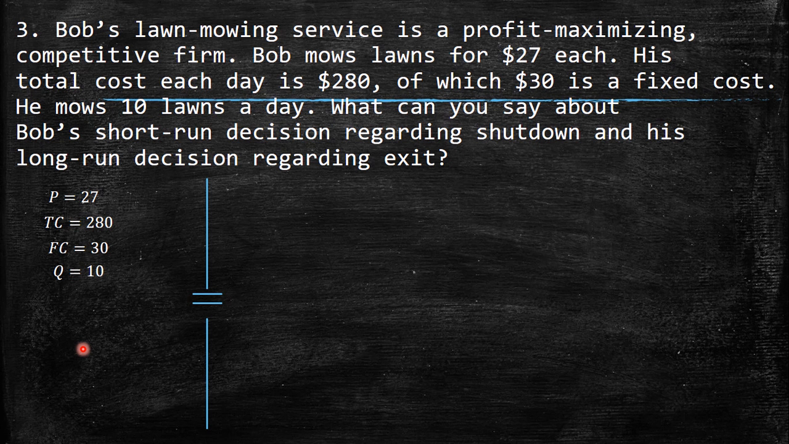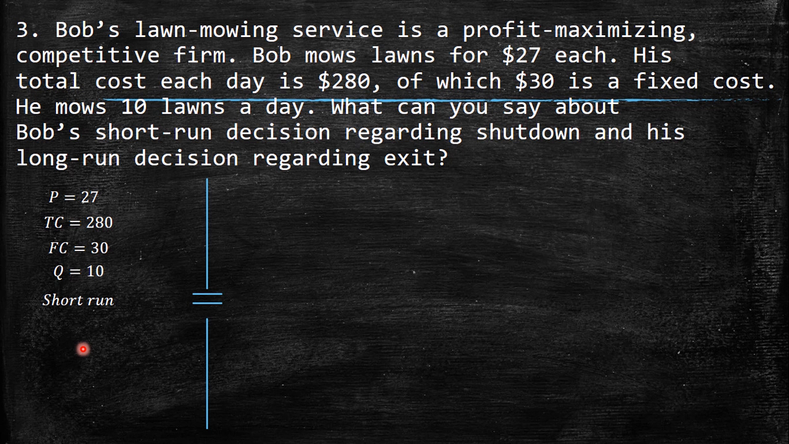The question is, what can you say about Bob's short run decision regarding shutdown and his long run decision regarding exit? So remember, what is the difference between short run and long run in economics related with cost? The difference is that in the short run, all the costs are divided in variable and fixed. Okay? And in the long run, you are able to get rid of these fixed costs, so all the costs are variable. So this is the main difference.